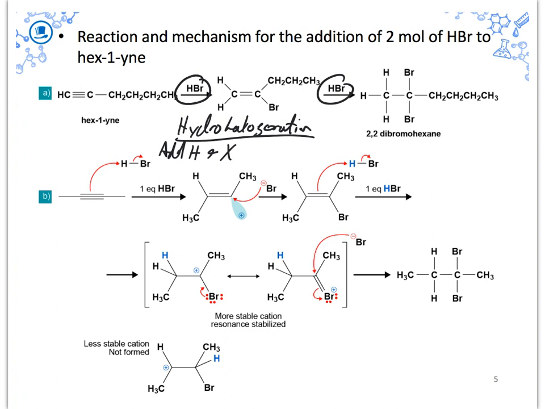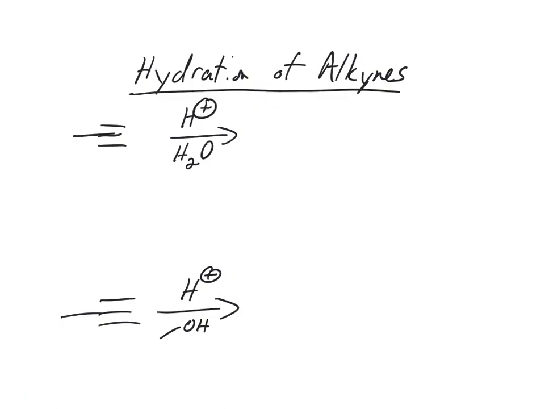resonance. So let's take a look at a reaction we've seen with alkenes: hydration of alkynes. Hydration of alkynes is when we add hydrogen and solvent, whatever the solvent would be. So we're going to add H and solvent. A lot of times the solvent's water. It's going to be a Markovnikov addition.